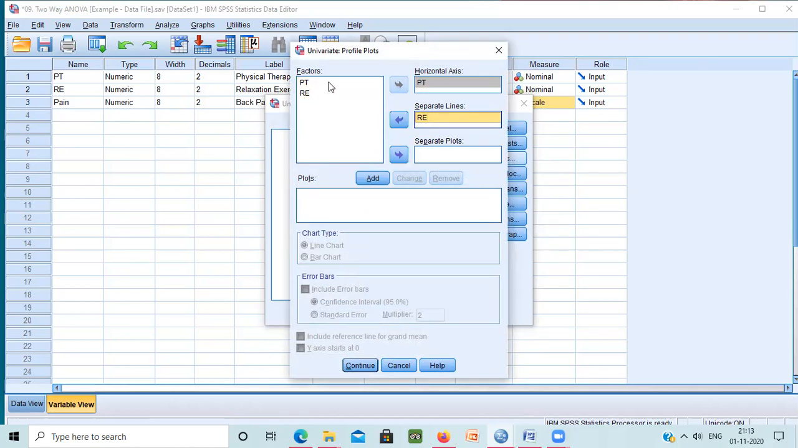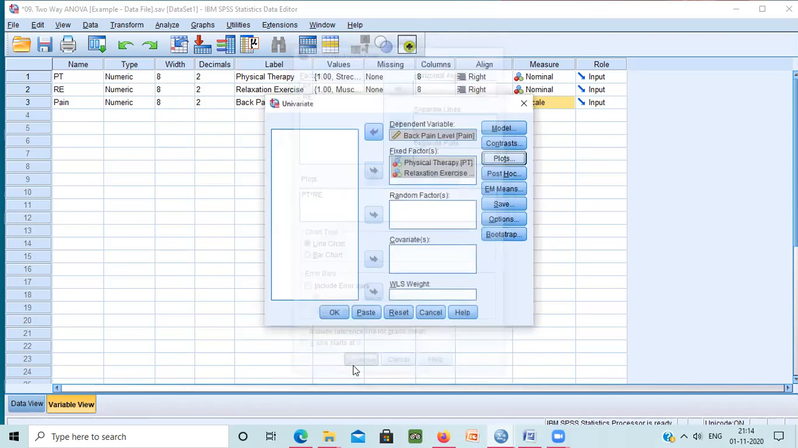If any one of these had more categories, that would have been placed on the horizontal axis. I repeat, had the categories for PT or RE been greater than the other, I would have plotted that on the horizontal axis. Then I'll simply click add, and then continue. So that's there. And now I'll be clicking on OK.